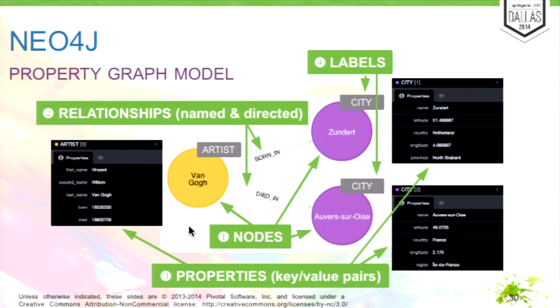In general, as we already mentioned, it supports the property graph model. Here we see a bit more detailed view of that. So we have, again, the artist and the cities. And we see the properties on both cities and on the artist. But you can also have properties on a node, for instance, the date when he was born or when he died. And as you can see, here we are talking about instances.